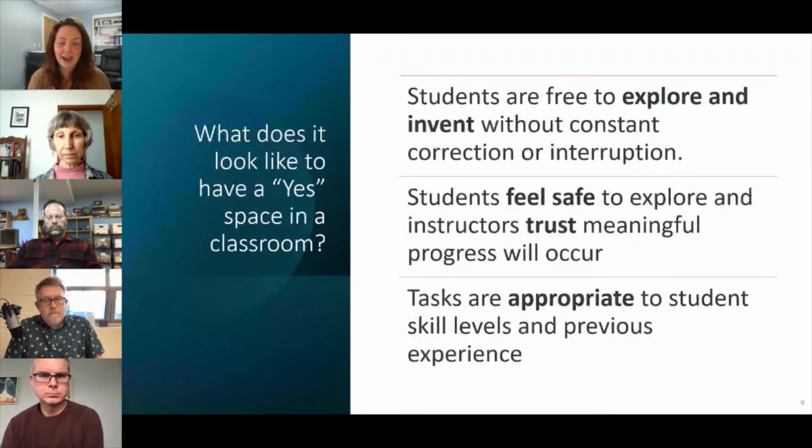As far as a classroom, our students are also whole people who deserve respect. And so when we think about having a yes space in the classroom, this is what I see as key. First is that students can be free to explore and invent without us needing to constantly correct or interrupt them. That doesn't mean we throw everything open all the time, but there are spaces to explore and invent without correction and interruption. Safety: the students feel safe to explore, meaning there's not going to be consequences for mistakes. Maybe literally they're safe. And as instructors, we trust that meaningful progress will occur.